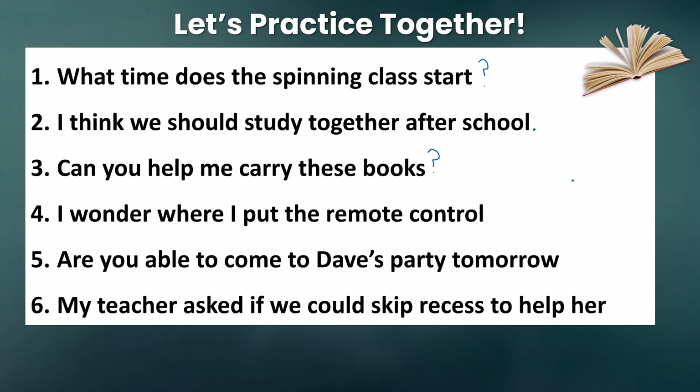Number 4 is one of those tricky examples. I wonder where I put the remote control. It's a statement. It is not asking a direct question. So this ends with a period. Number 5, are you able to come? This is a question. It's an interrogative sentence, so it ends with a question mark. And finally, number 6, this is another more difficult one. My teacher asked if we could skip recess to help her. This is stating information. So this is a declarative sentence and it ends with a period.